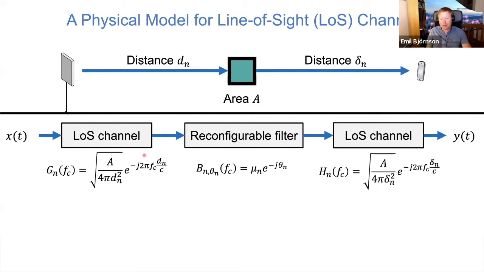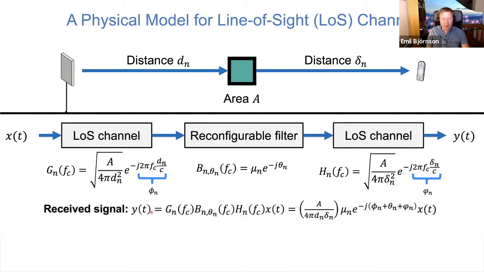So this is the delay. And in the same way, the line of sight channel that you have from the element to the receiver has the same shape. You still have an area A here, you still have the delta_n squared here, and then you have delta_n here, which is in the delays. And the reconfigurable filter, that is the one that we can control somehow, has also an amplitude change, and it has a delay here. And to make it simple, let's call this phase shift on the first channel phi_n, and here we have phi_n, it's the same phi in both cases.